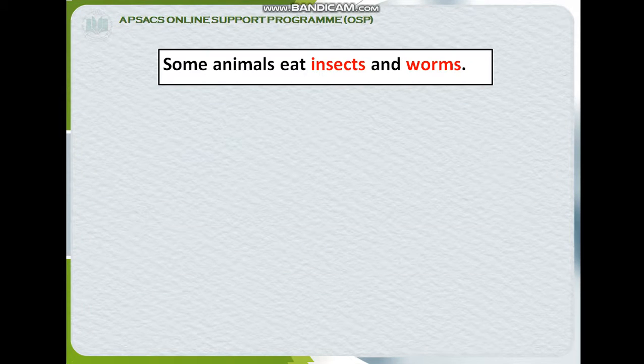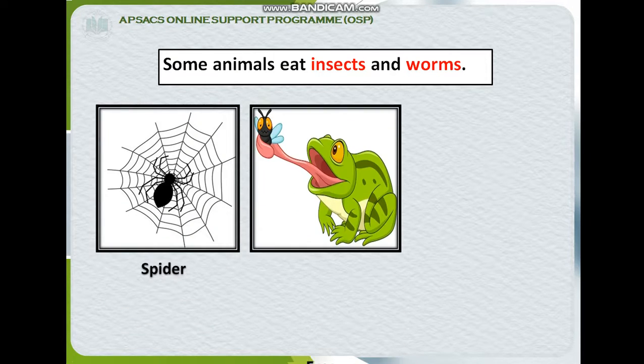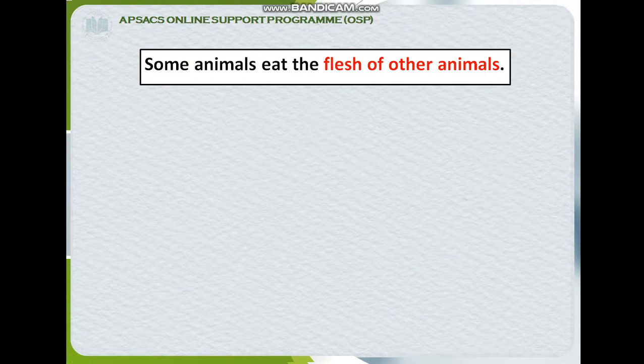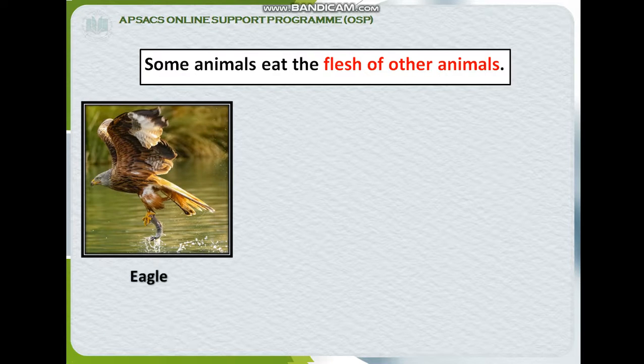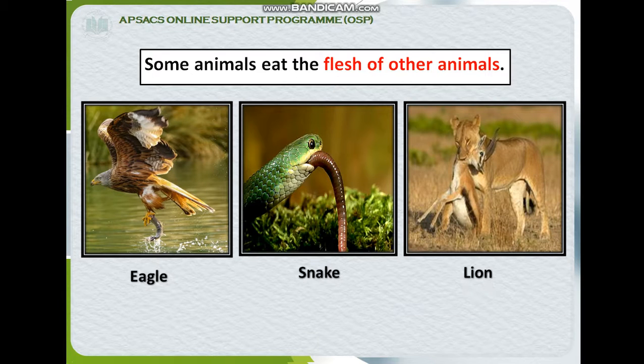Some animals eat insects and worms. For example, spider, frog, and lizard. Some animals eat the flesh of other animals. For example, eagle, snake, lion.